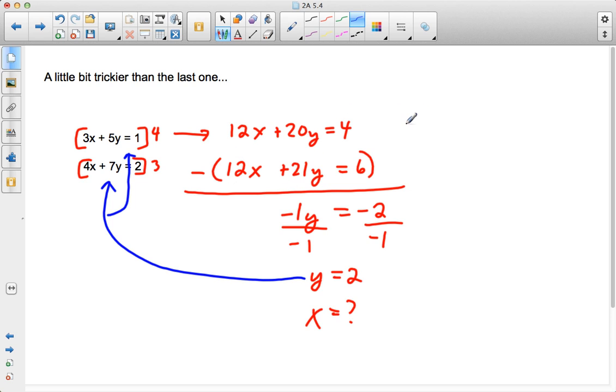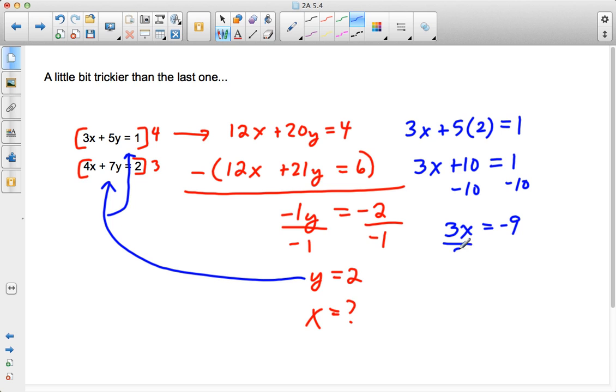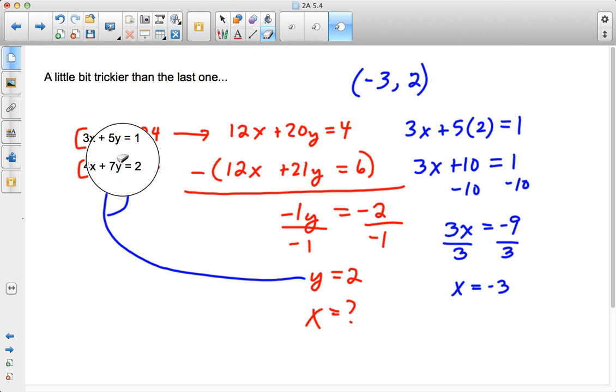So I'm going to go with the first equation, 3x plus 5 times 2 equals 1. 3x plus 10 equals 1. Subtract 10 from both sides. 3x equals negative 9. So x equals negative 3. So far I think my solution is going to be negative 3 comma 2. What do I need to do? Right, I need to go ahead and test.